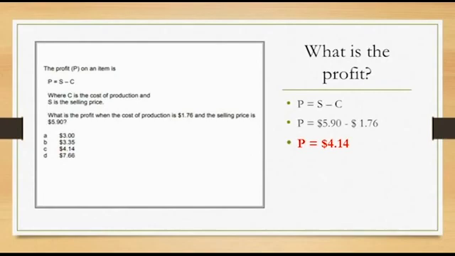So if you sell something for $5.90 and you only paid $1.76 to produce it, you would have made a profit of $4.14. Well, we have come to the end of our presentation and you know how it is already. Believe you can.